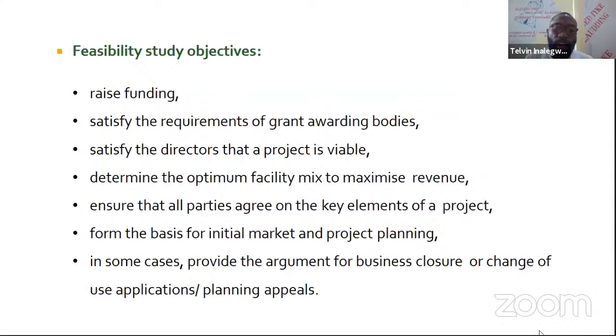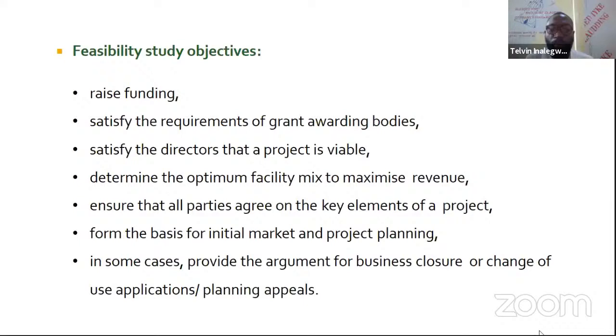I will go over it again. The objectives of feasibility study: one is to raise funding. Whichever business that you have, if it's viable, you will need funding. Whatever your idea is, it will need funding. And of course, when you want to raise funding, grant awarding bodies are available for funding. Also, loans are given out too.